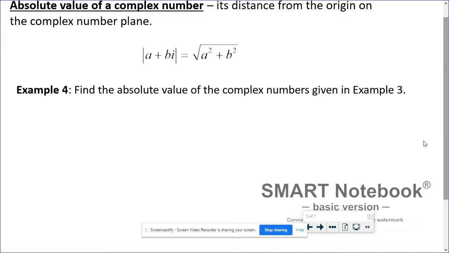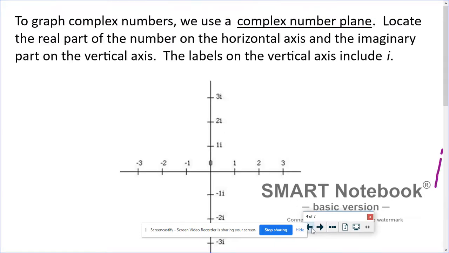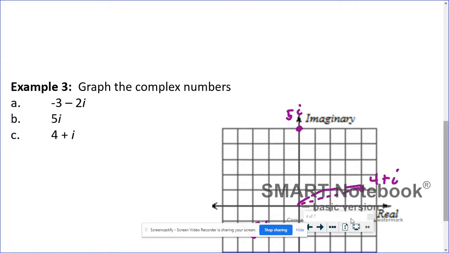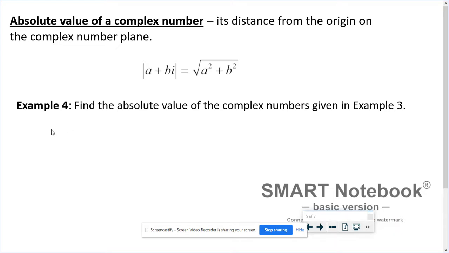So it's asking for us to do those anyway. So it's -3 minus 2i. All right, so we got -3 minus 2i, we got 5i, and you've got 4 plus i. So if we're using that formula, the absolute value of a plus bi is equal to the square root of a squared plus b squared. That is the distance formula if you've never used it.